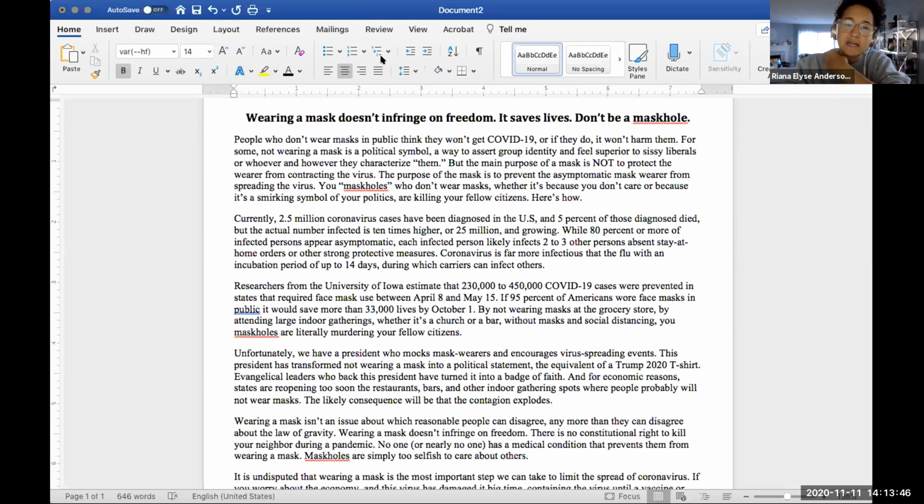But the main purpose of wearing a mask is not to protect the wearer from contracting the virus. The purpose of the mask is to prevent the asymptomatic mask wearer from spreading the virus. You, quote, mask holes who don't wear masks, whether it's because you don't care or because it's a smirking symbol of your politics, are killing your fellow citizens. Here's how. So let's stop there.